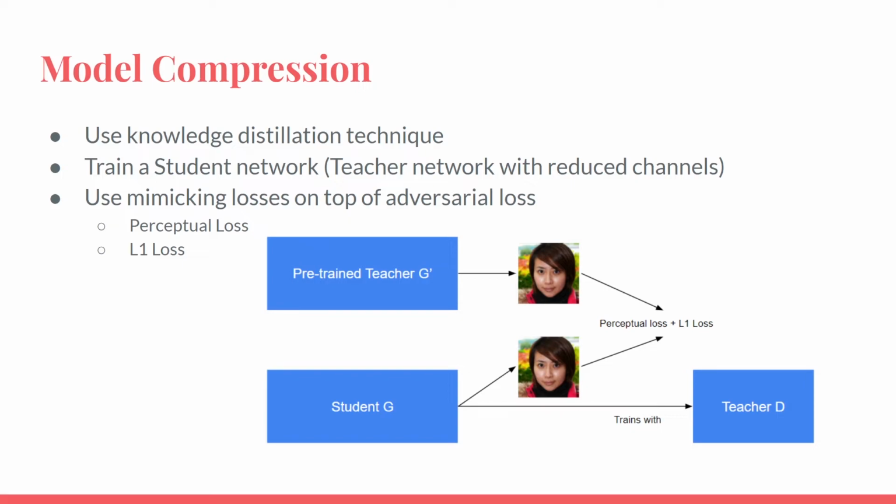We first train a teacher network and use the trained network to perform the knowledge distillation using mimicking losses. We use perceptual loss and the L1 loss on the generated images of both the student and teacher generated images, as well as use the trained teacher discriminator, which is already embedded with the knowledge from its previous training, to train the student generator.